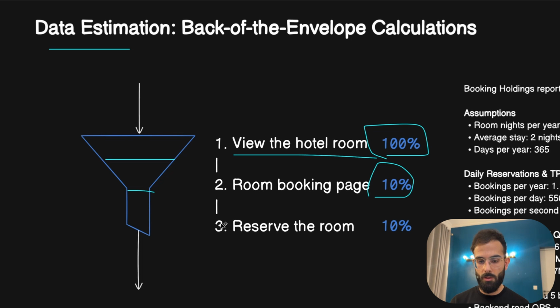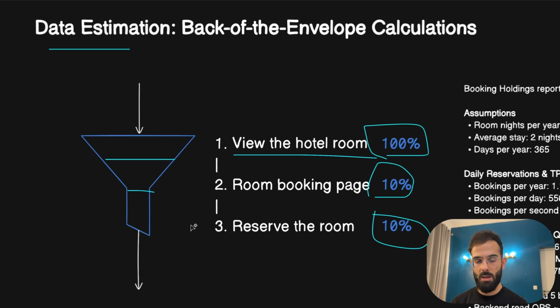And then third, we will have the reservations. Only 10% of these are actually going to book anything, because most of the visitors are tire kickers. They are not looking to book anything. They are just browsing, but we still need to design the system for them because they also increase the queries per second happening in the system.